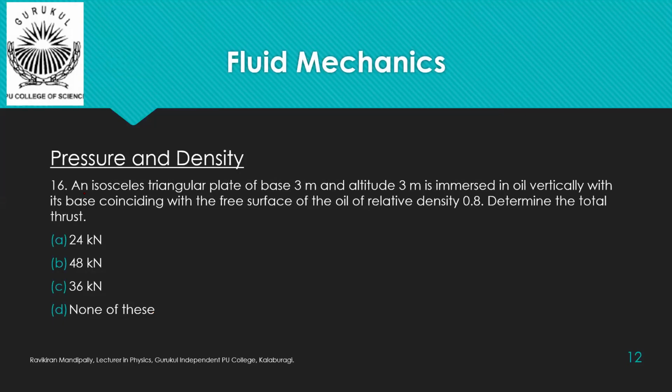Question number 16. An isosceles triangular plate of base 3 meter and altitude 3 meter is immersed in oil vertically with its base coinciding with the free surface of the oil of relative density 0.8. Determine the total thrust. Thrust we have also discussed in the previous class. Thrust is the force exerted by a fluid on the surfaces in contact with it. So in this case, we have to find the total thrust on the isosceles triangular plate.